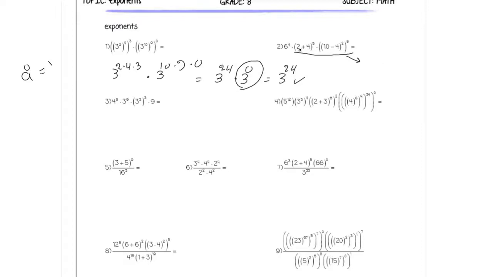You can write 2 plus 4, it's 6 to the power of 5, multiply by 10 minus 4 is 6, then multiply these two also, 2 times 8, 16. Look, now it has the form of multiplication where the bases are the same. When the bases are the same, take 1 base, and add the powers, 5 plus 16, and then it's equal to 6 to the power of 21. This one also the same. It's very easy.